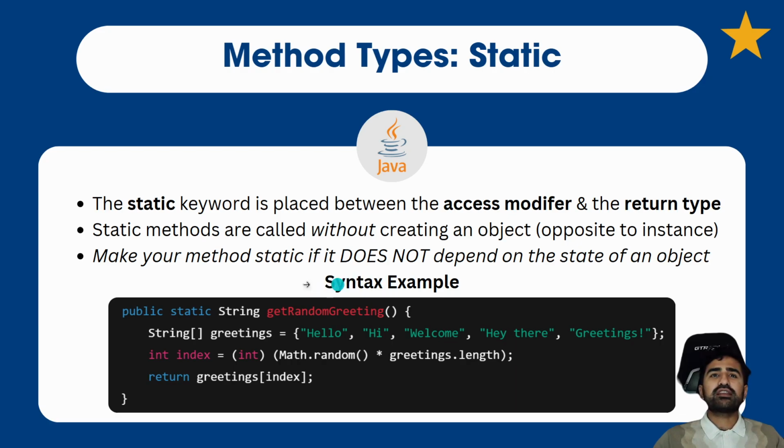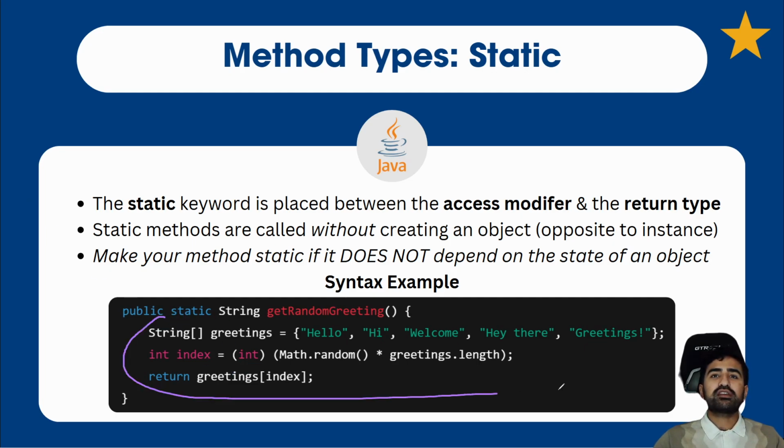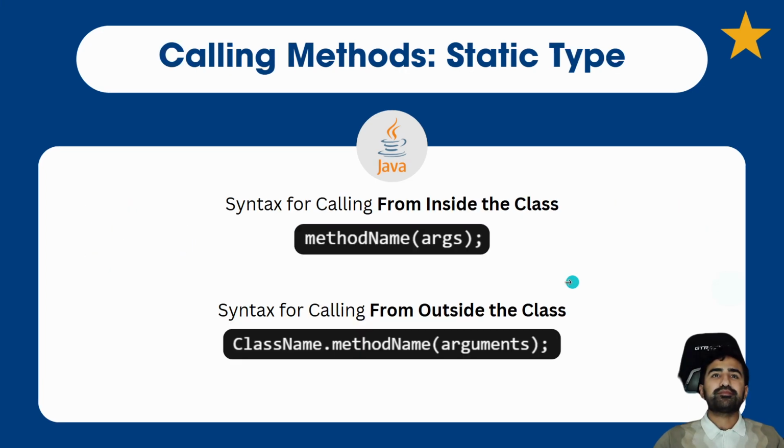So here's a syntax example. We threw the static right there. So now getRandomGreeting, you don't need an object. It doesn't really need an object, right? It's not relying on the data. This entire method can exist on its own. It doesn't need information from an object to do anything, because everything it does is inside here. It has all the values here. It doesn't even take inputs. So this is a good example of a static method.